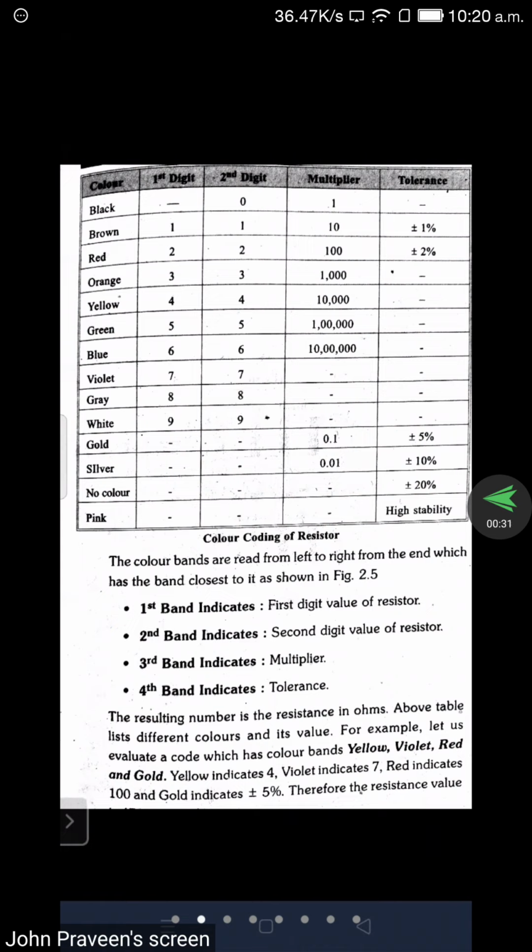So there is a first band, second band, and third band, which represent the first digit, second digit and third digit. The fourth will represent the multiplier and the fifth will represent the tolerance. If it is a 6 band resistor, the first three indicate the digits, the fourth one is the multiplier, the fifth one is the tolerance and the last one is the temperature coefficient. So these formulas are what we use to calculate the resistor.